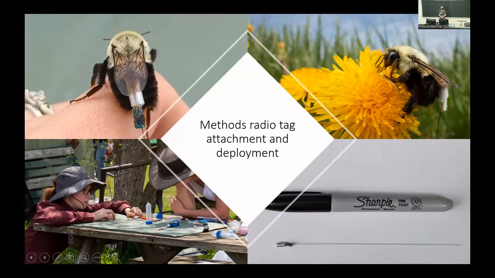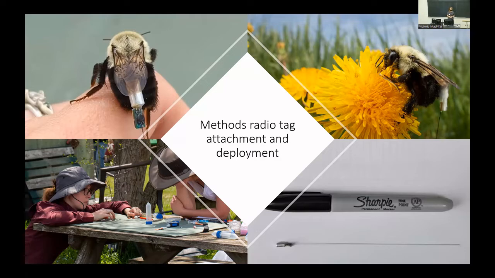And then we attached the radio tags. The radio tags weigh about 0.13 grams, which is about the weight of 2 or 3 crayons in your hand. For size, there's a Sharpie in the bottom left corner. We did trim the antennas a little bit because they're about 10 centimeters long, just so they don't get tangled up in the vegetation. And the method of attachment is very, very, very scientific.